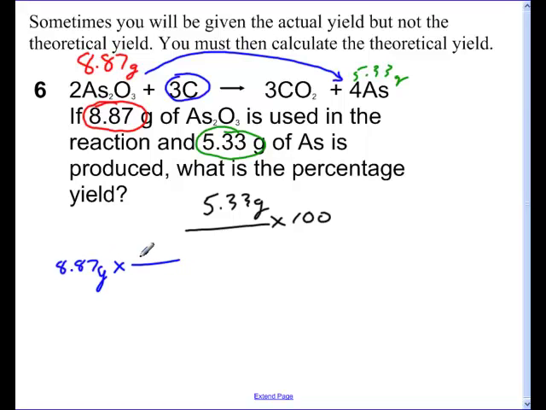So, like always, the first thing we do is change to moles. 197.84 grams. And 1 mole of arsenic.